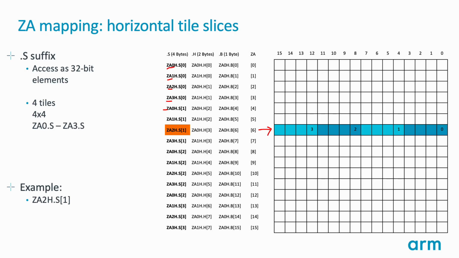As you can see, the same ZA array vector can be accessed as ZA6. It can be accessed as ZA0H.B6. You can access it as ZA0H.H3. You can access it as ZA2H.S. That is, when you're accessing it with 16-bit element size, you will be part of tile 0.